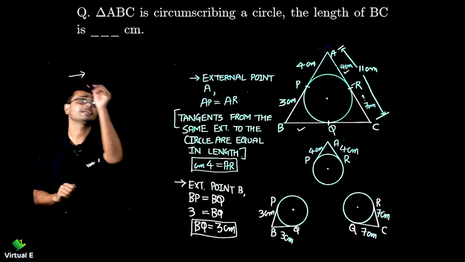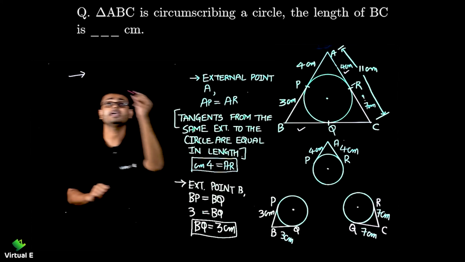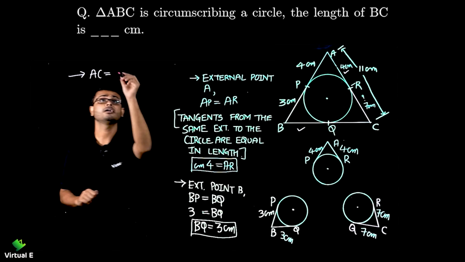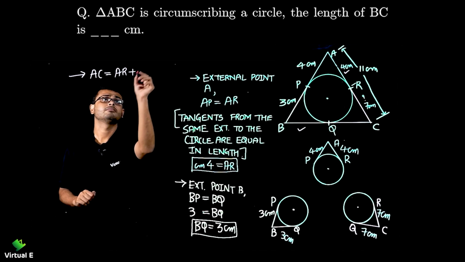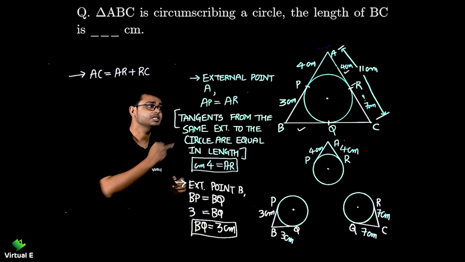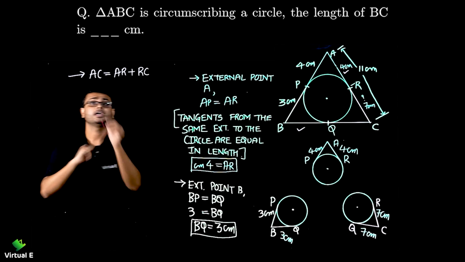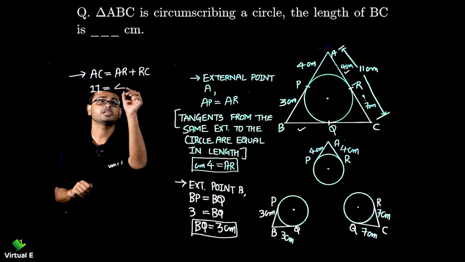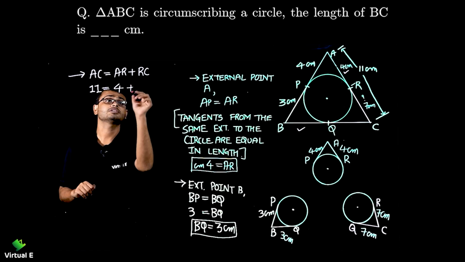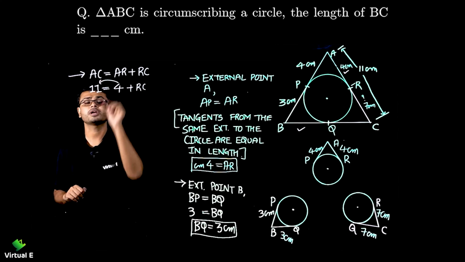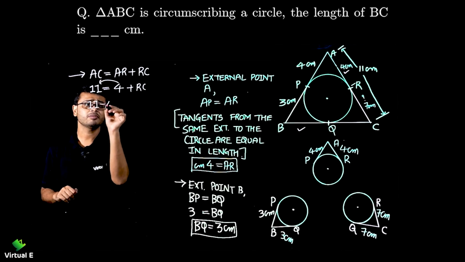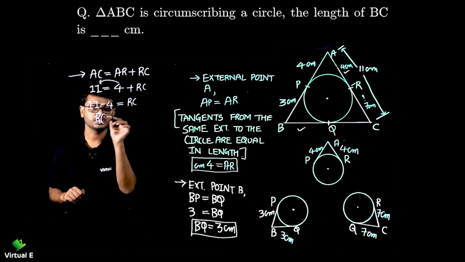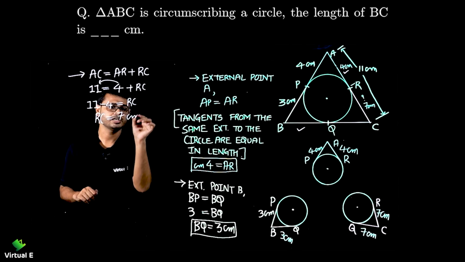We need to subtract it, right? We have already discussed. So first of all, let's write AC can be written in the form of AR plus RC, or CR also possible. So AC is what? 11 centimeter. So let's write 11 over here. AR is what? 4 centimeter. Just we did calculation. Plus RC. Shift this 4 over here. That will be negative. 11 minus 4 is equal to RC. So RC is equal to 7 centimeter.